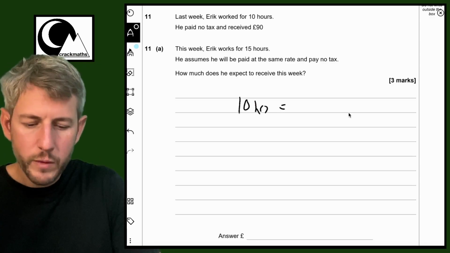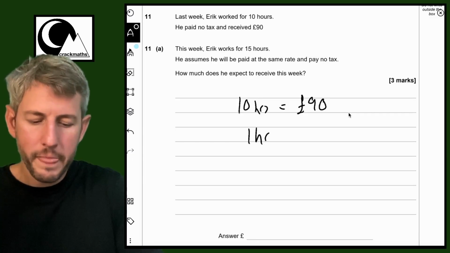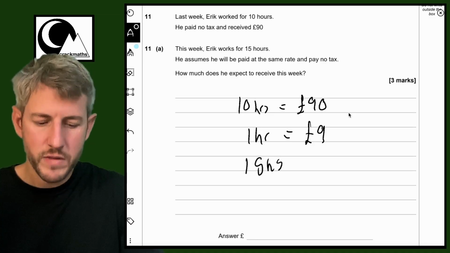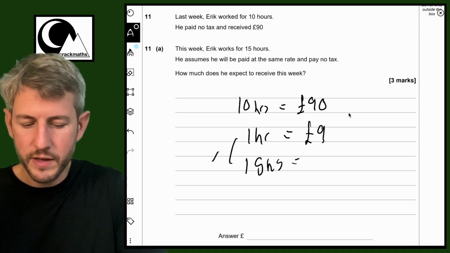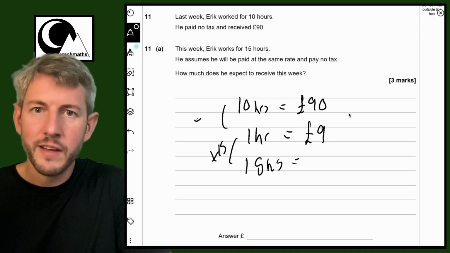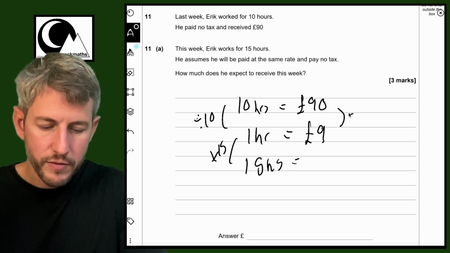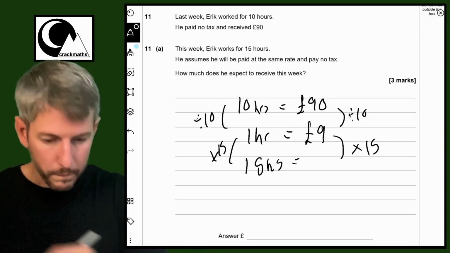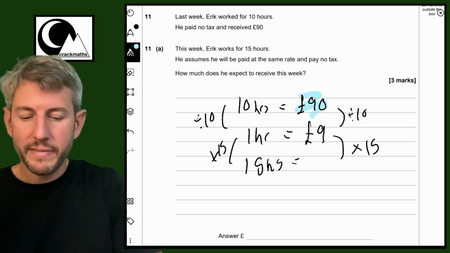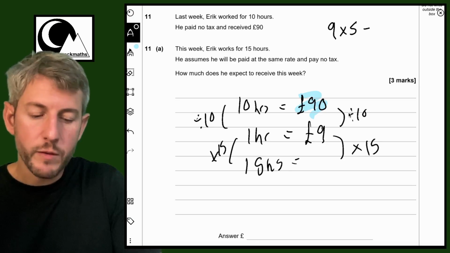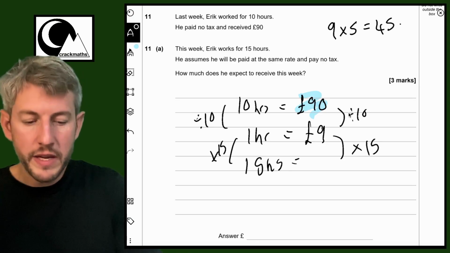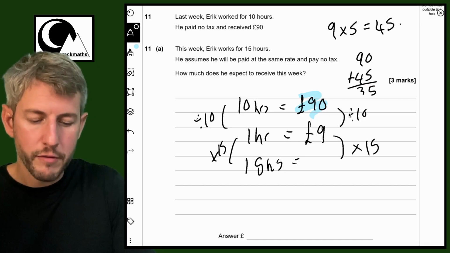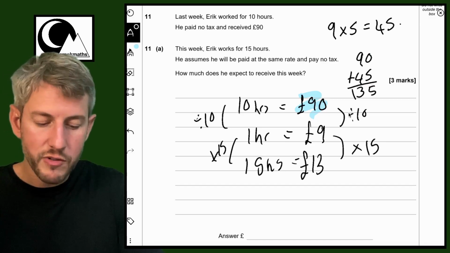So 10 hours equals £90. So 1 hour is going to be this divided by 10. So that would be £9. So 15 hours will be this times 15. So here we are. This is just a classic direct proportion question. So 9 times 15. Well, we know that 9 times 10 is 90. And then we can do 9 times 5 equals 45. So 15 hours will be our 90 plus our 45, which will be 135. So that 15 hours will be £135.